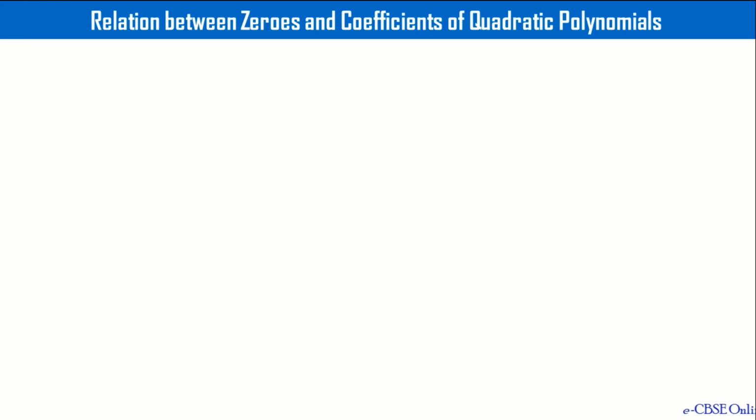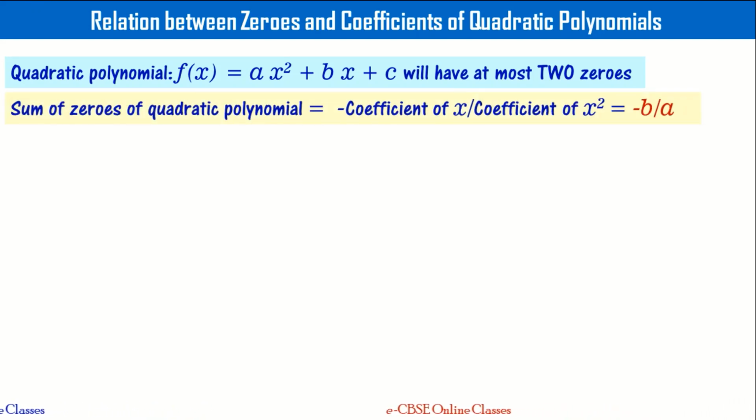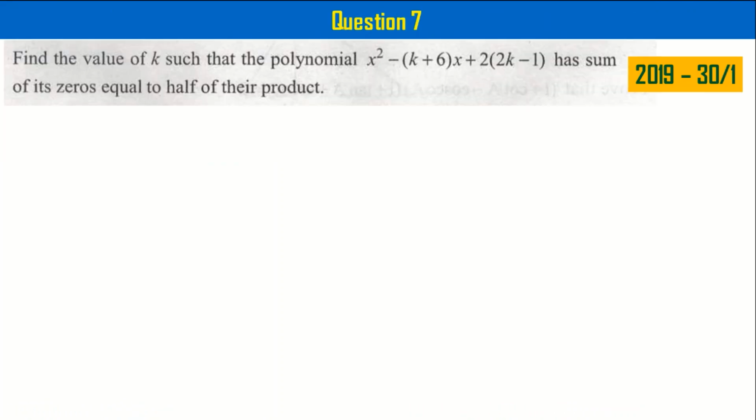Before getting into answering that question, I want you to recall the relation between zeros and coefficients of quadratic polynomials. We know that a quadratic polynomial f of x equal to ax square plus bx plus c will have at most 2 zeros, right? And the sum of those zeros can be written as negative of coefficient of x divided by coefficient of x square. In this particular case, it is going to be minus b by a. And the product of zeros can be written as constant divided by coefficient of x square. For the polynomial f of x equal to ax square plus bx plus c, it is equal to c by a. Please take a note of this. We'll be using these formulas to solve some of the problems. Let's go back to the question.